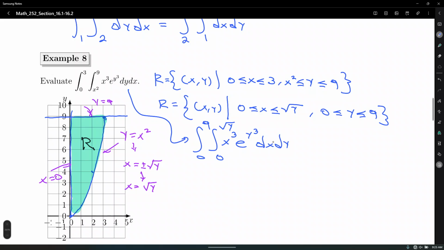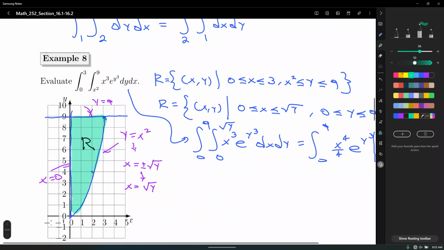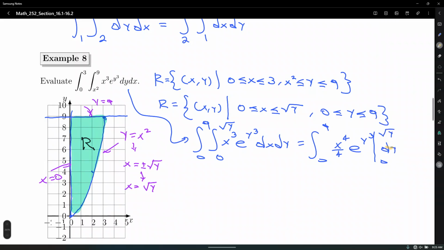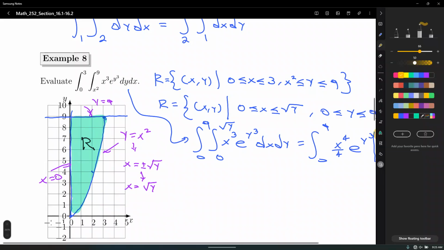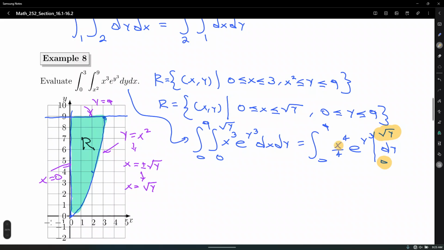What's the integral of x cubed with respect to x? That one is easy, right? So 0 to 9, that'll be x to the 4th over 4 times e to the y cubed. This is just a multiple constant, and that goes between 0 and the square root of y, dy. And again, let me highlight the variable. So these limits of integration, 0 and root of y, are only taken into account for the variable x. Because we integrated with respect to x, those limits are going to be evaluated only for the variable x.